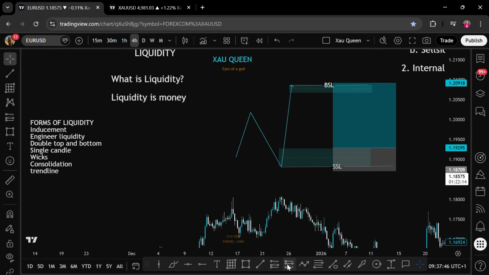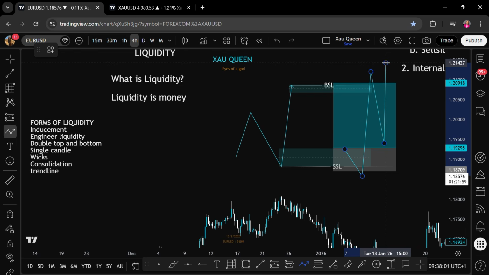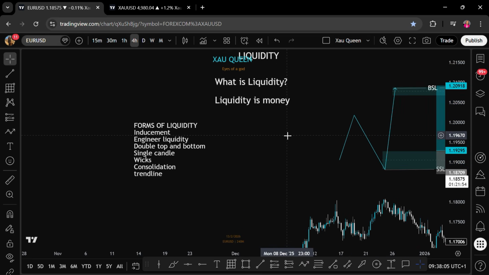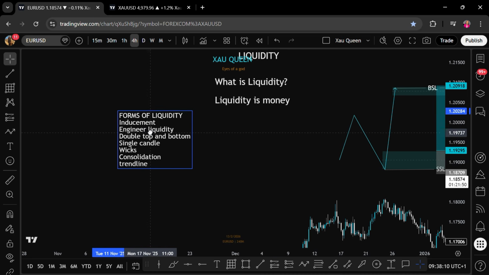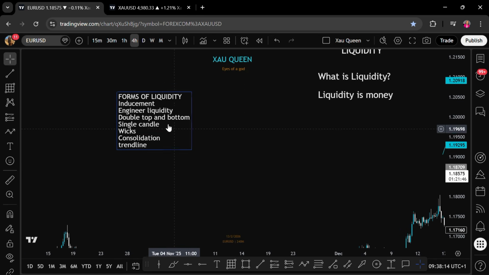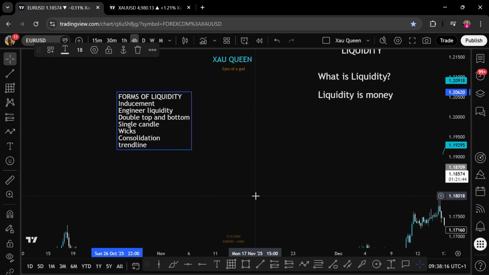So if there will be manipulation, price can come and sweep this one, taking out our lows, taking out our stop loss. They've chopped our money and then they go in profit, chopping people's money here too, because people will be selling from here, then pull back and continue the buy. Do you get? So if you understand how liquidity works, it will be very easy, because I don't want this video to be long. Now, let's move to the forms of liquidity. For forms of liquidity, the first one we have is inducement.